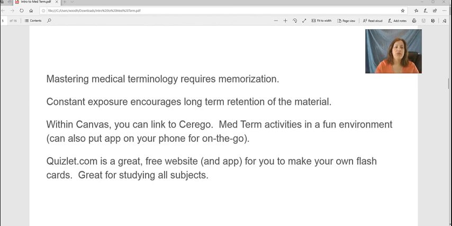It requires you to memorize it. There is no shortcut to MedTerm. You have to just memorize it. There's nothing else you can do. Now, if you can do some word association in your head to help you with that memorization, that's going to be a good key, or just flat out having to memorize it. Constant exposure is what's going to encourage that memorization and that long-term retention.